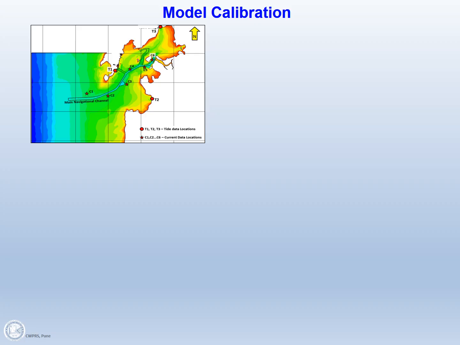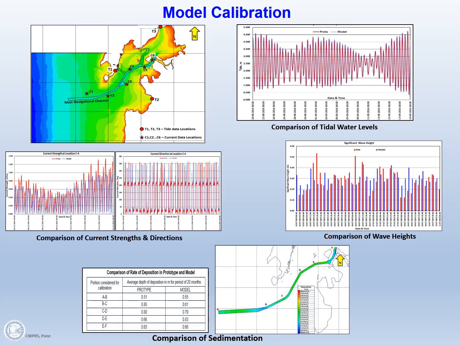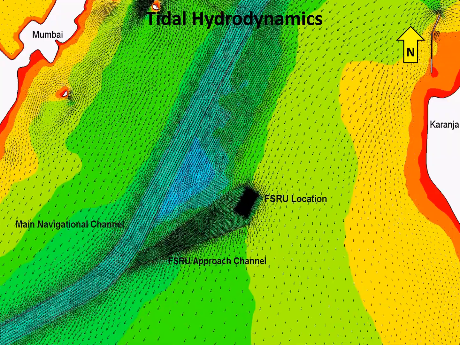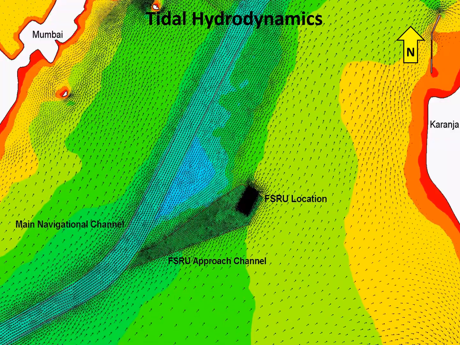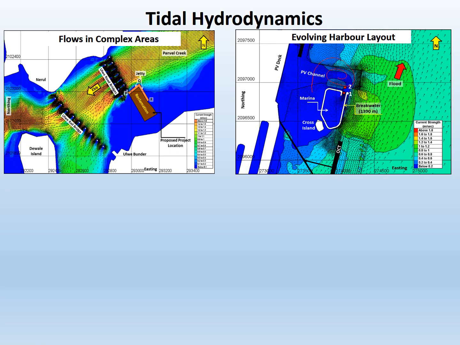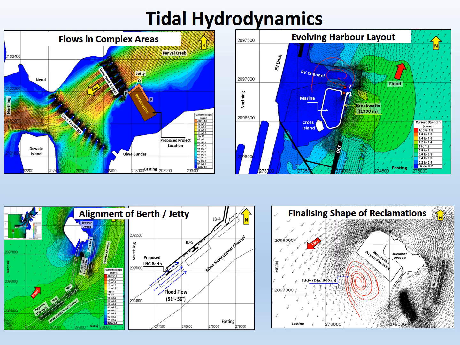Model calibration adjusts parameters to match measured data, tidal levels, and current speeds and directions. Wave climate and sediment observations from the model are compared with observed records to ascertain the similar behavior of the model. The tidal hydrodynamic modeling provides information about the variation in water levels and current speed and directions over the domain, as well as flow patterns in complex areas. This will facilitate the researcher to evolve harbor layouts as well as finalization of reclamation shape and alignment of berths or jetties for smooth operation with minimal impact on existing flow.